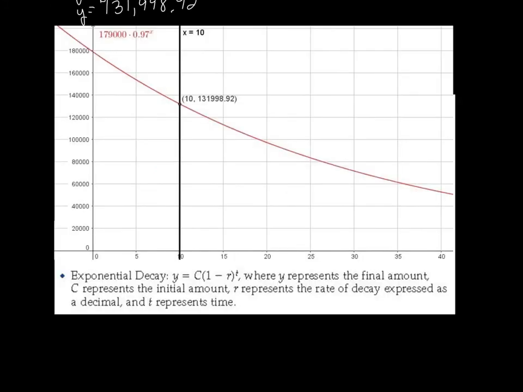In exponential decay, the equation is y equals c times 1 minus r to the t, where y represents the final amount, c represents the initial amount, and r represents the rate of decay expressed as a decimal, and t represents time.